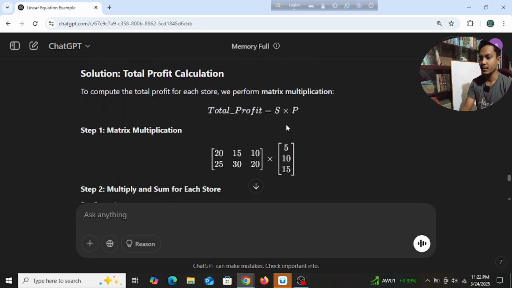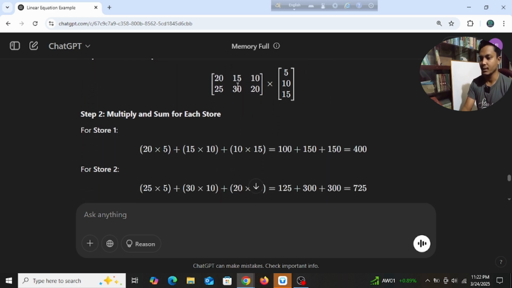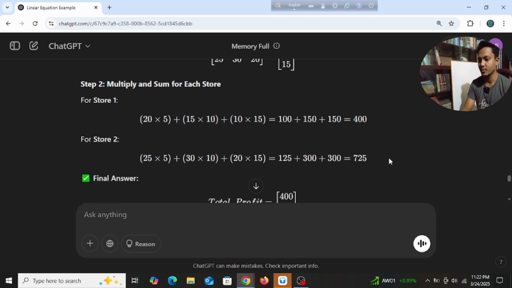So S into P, that means this into this. If we multiply 20 into 5, 15 into 10, and plus 10 into 15, we get 400 for store 1 and 725 for store 2.